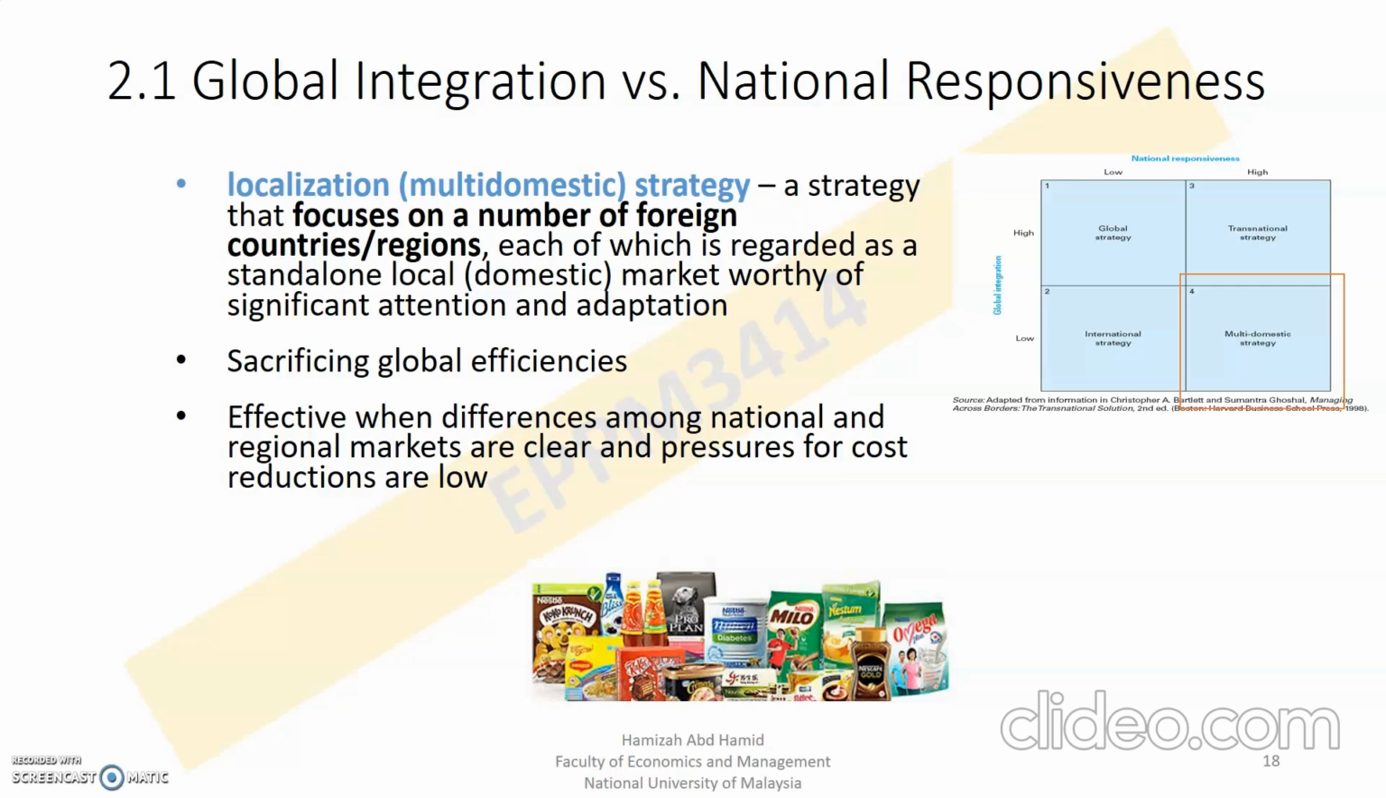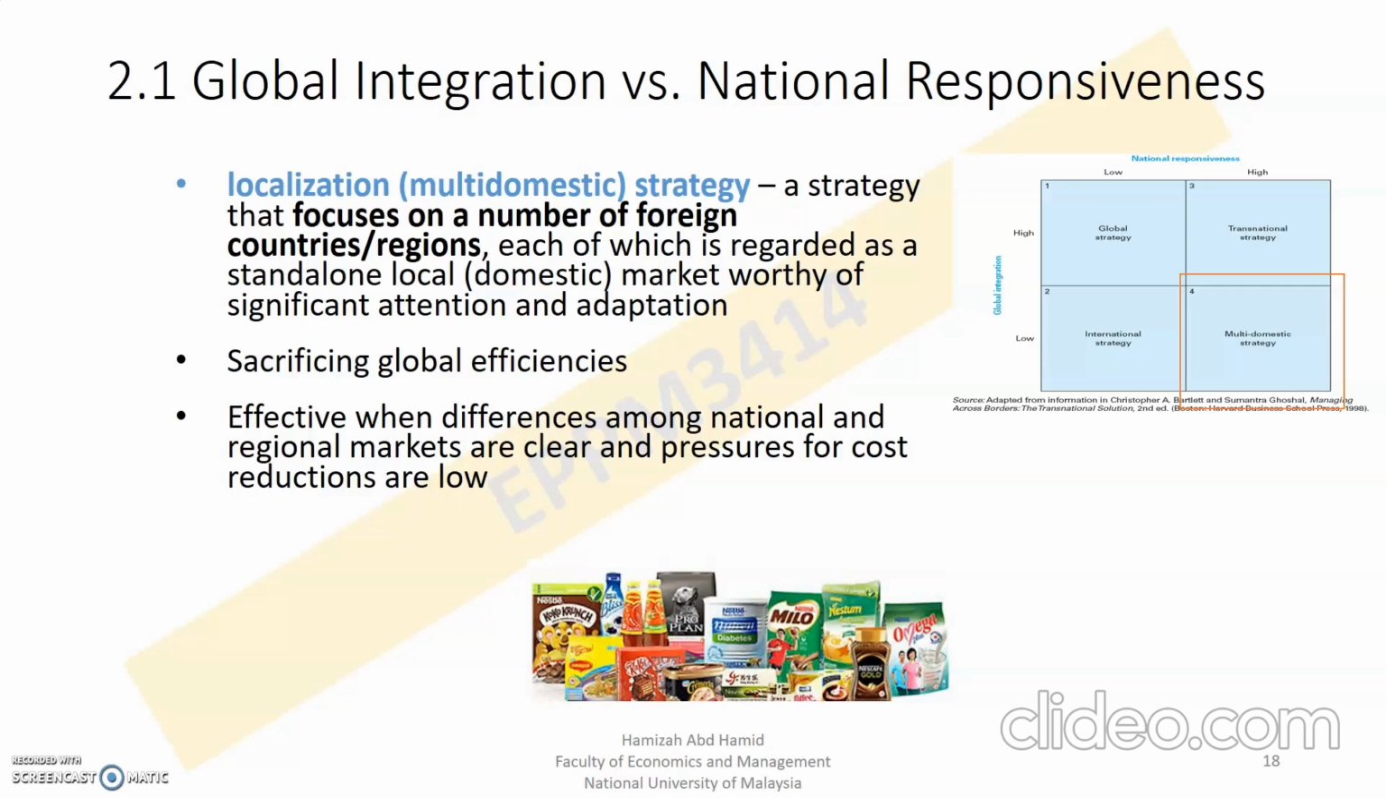While the company will sacrifice global efficiencies, unlike global strategy, it is effective when differences among national and regional markets are clear and pressures for cost reductions are low.